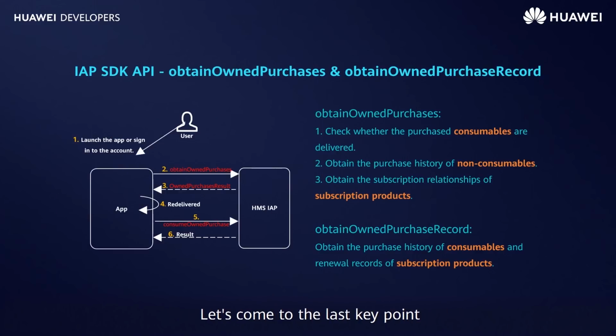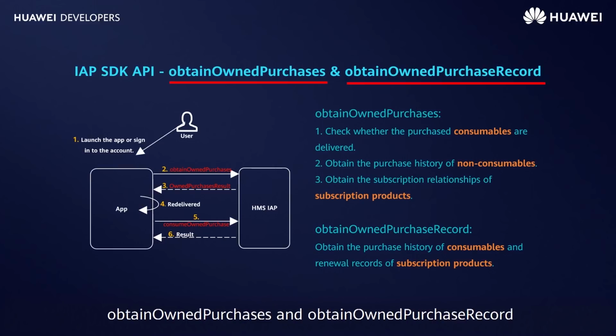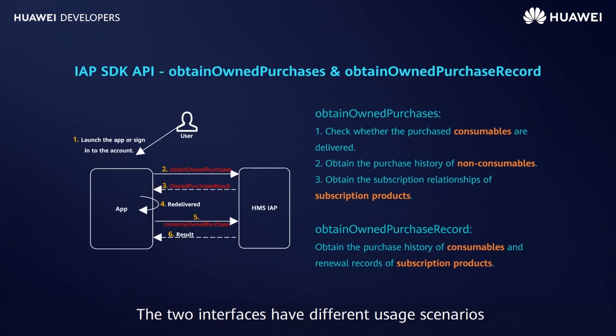Let's come to the last key point, obtain owned purchase record. Among IAP interfaces, two interfaces have similar names, obtainOwnedPurchases and obtainOwnedPurchaseRecord. The two interfaces have different usage scenarios. First, let's talk about obtainOwnedPurchases. It is mainly used in the following scenarios.